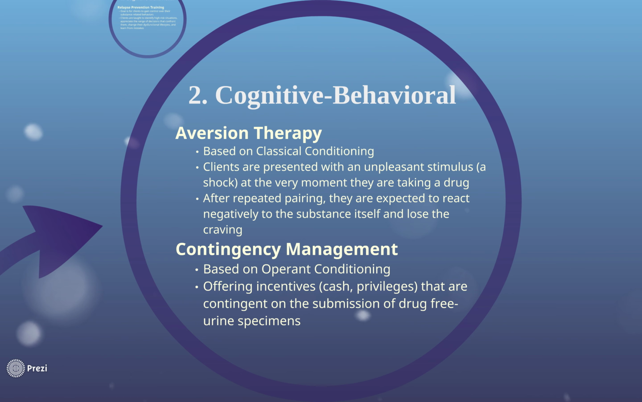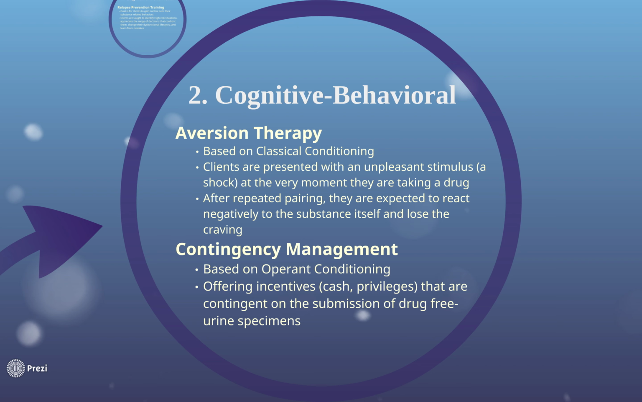Aversion therapy is based on classical conditioning. This therapy is most commonly used with alcoholism. Clients are first presented with an unpleasant stimulus, which can be a shock or something else, at the very moment they are taking a drug. After repeated pairing, they are expected to react negatively to the substance itself and lose the craving.